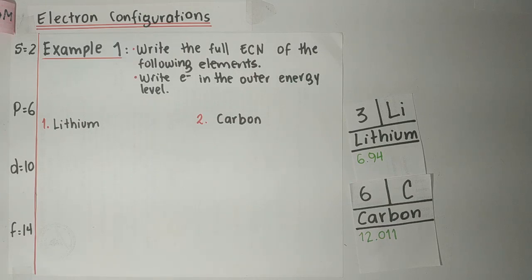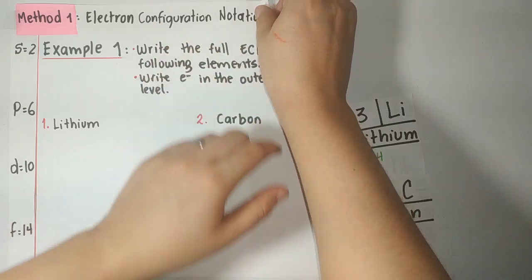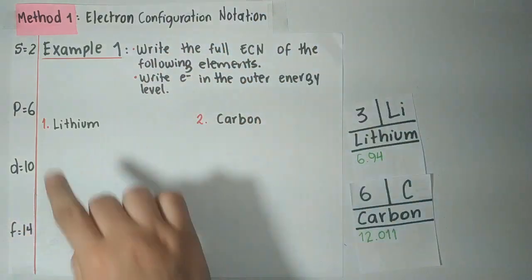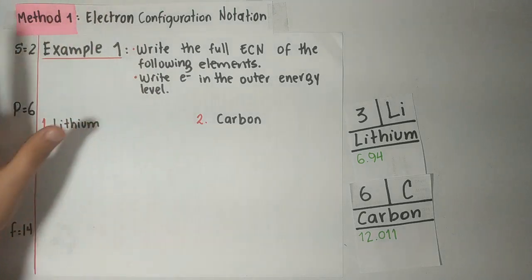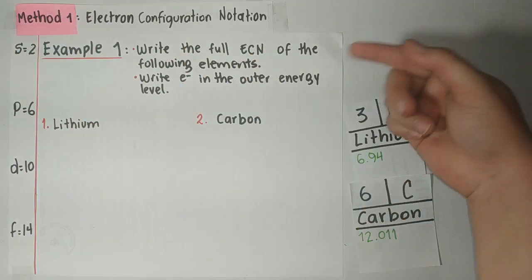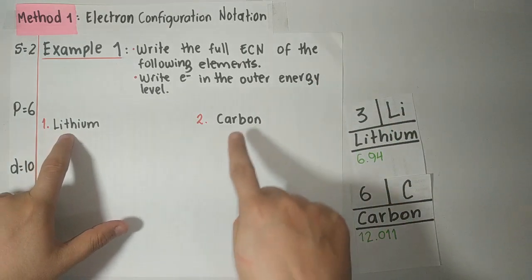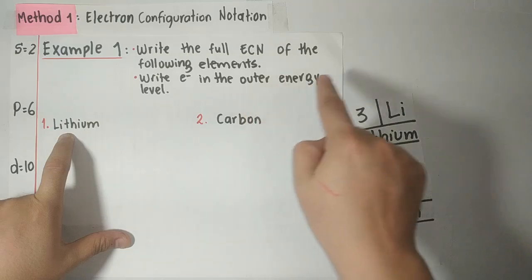This time I will talk about electron configuration. The first method that we're going to learn about is the full electron configuration notation. So let's take a look at this first example. The instructions are: write the full electron configuration notation of the following elements: lithium, carbon. Also, write the electrons in the outer energy level.